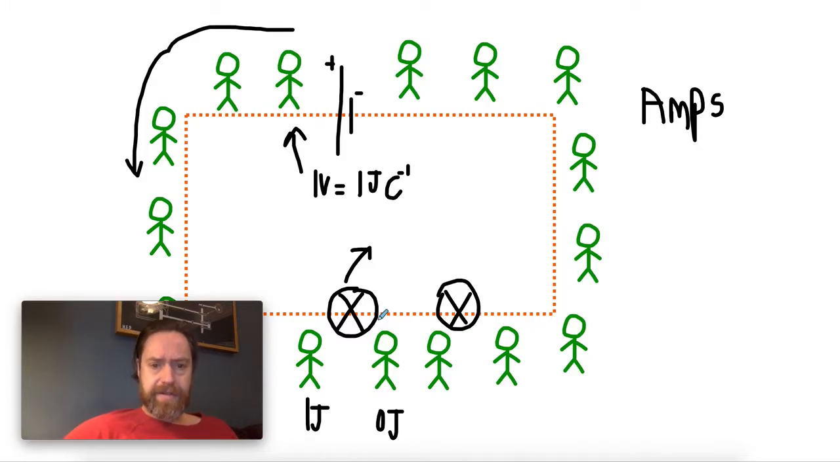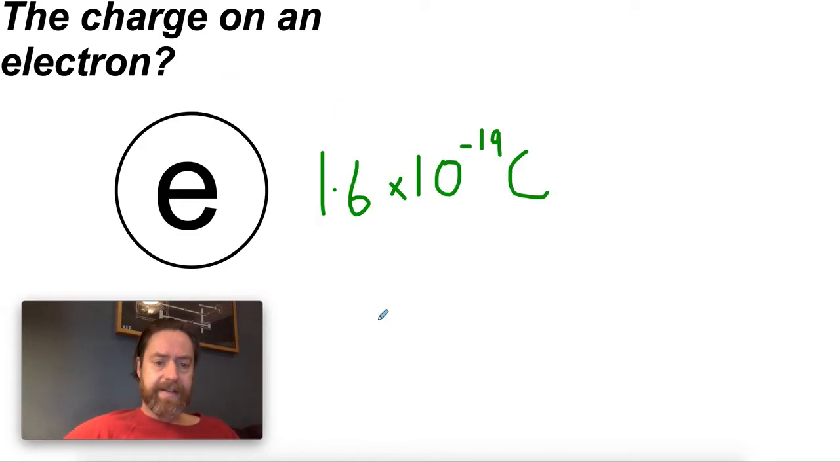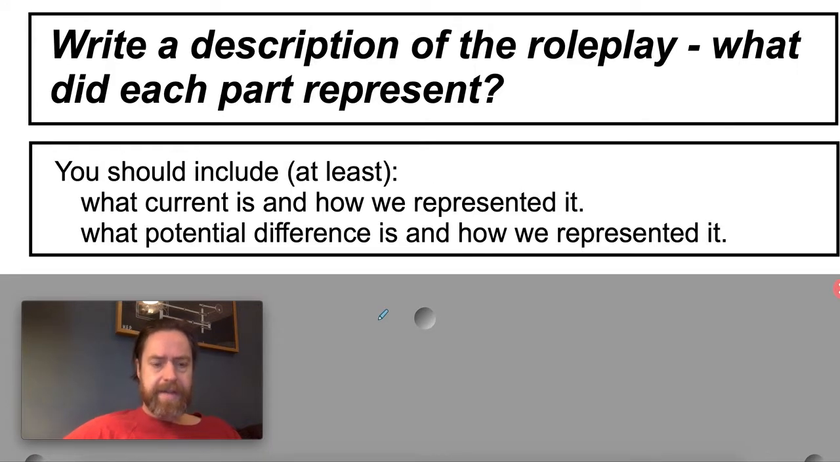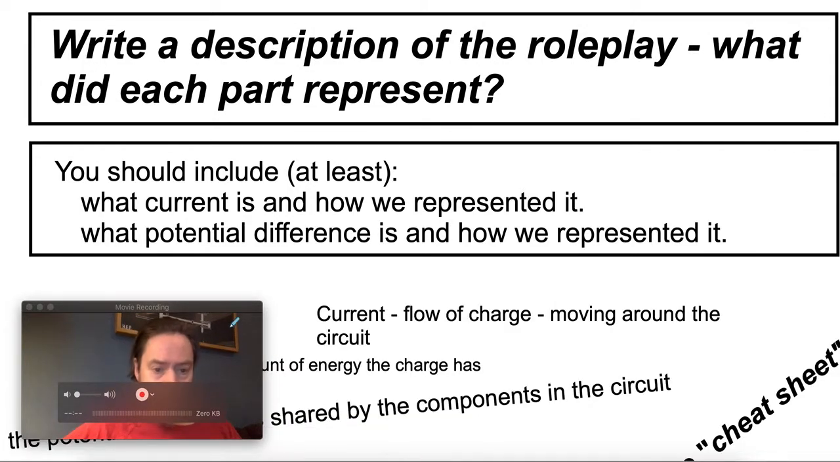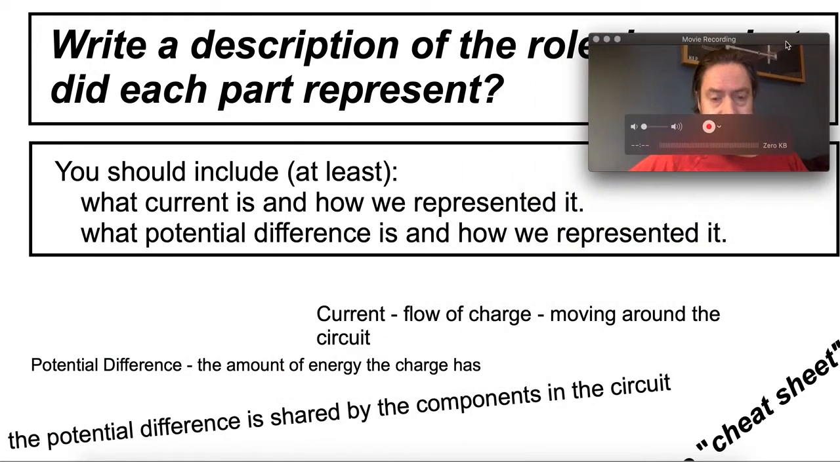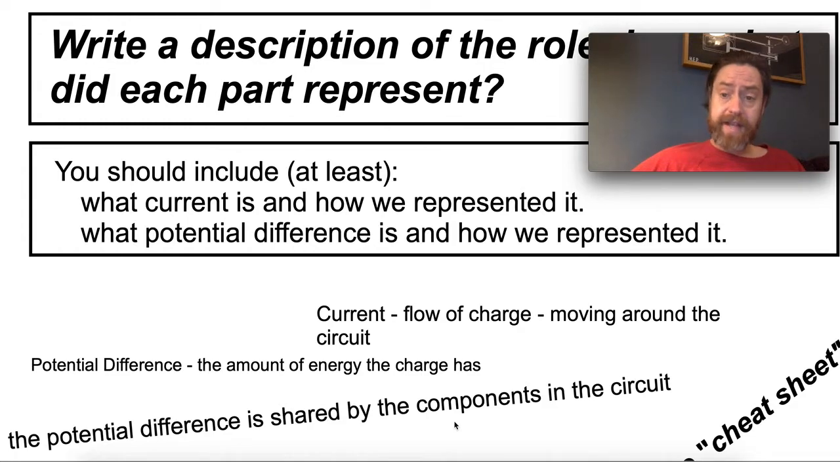So what I would like you to do now is maybe rewind this or have another look at it, have another think about it, and then just maybe jot down for yourself a few notes on how you would do a role play and what it would represent to explain what's going on in a series circuit. So you should include at least what the current is and how we represented it, what potential differences are, how we represented it, and also I've got some hints here. So I'll just move this out the way, and you might want to include what current is, potential difference, how the potential difference is shared by the components. So pause this and jot that down for a little while.